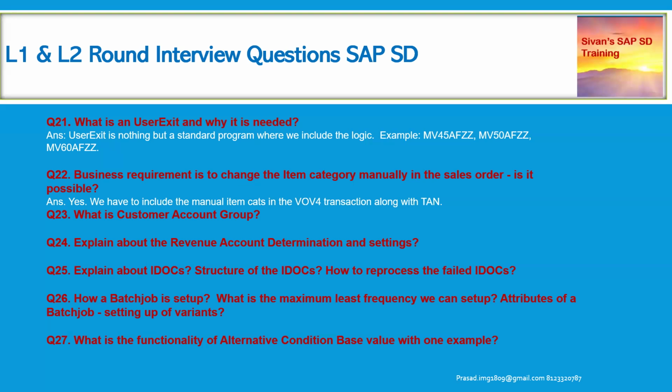Question number 22. The business requirement is to change the item category manually in the sales order. Is it possible? Yes.